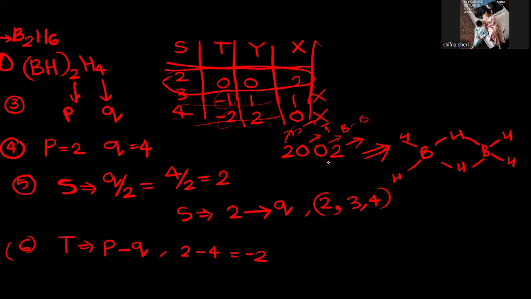And this is the X. That means BH2 group. There are 2 BH2 groups, this and this. So our finding is right. We can do one more also. We can also do one more question.